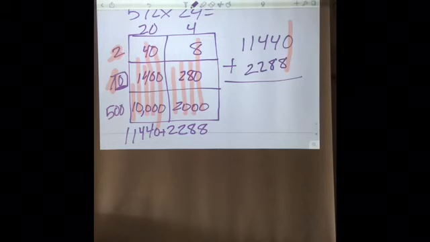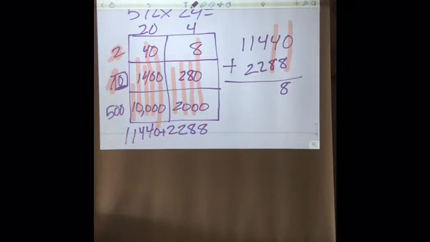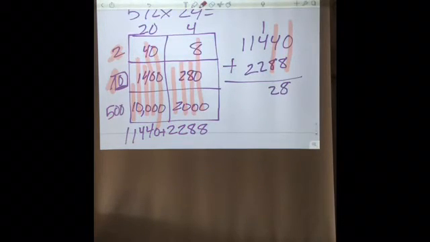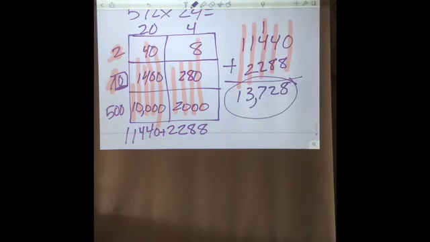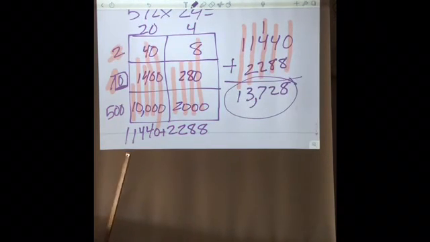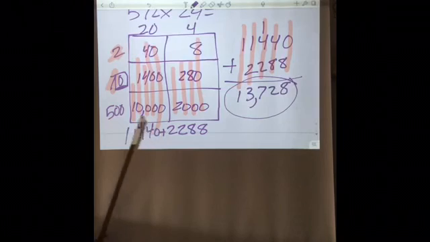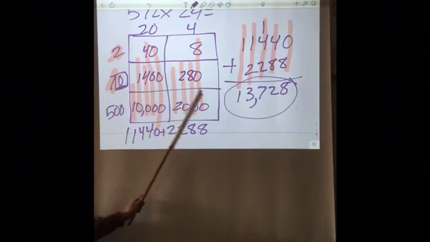0 plus 8 is? 8. 4 plus 8 is? 12. Carry the 1, right? Now we could say 5 plus 2 is 7. And 2 plus 1 is 3. And 1 plus 0 is 1. And our answer for our problem is 13,728. Now that's the way you use your place value to do the area model.